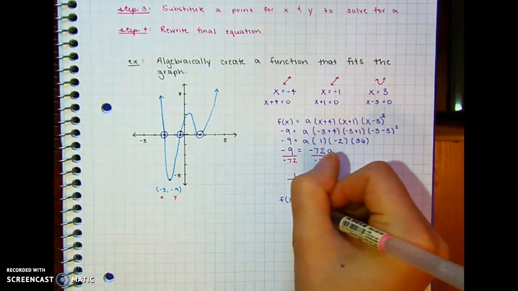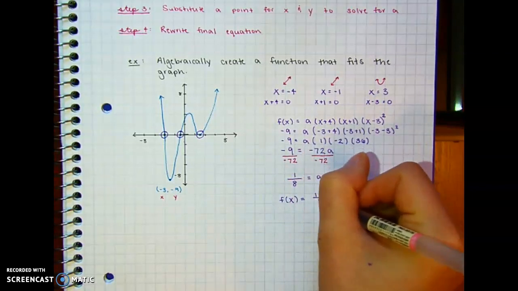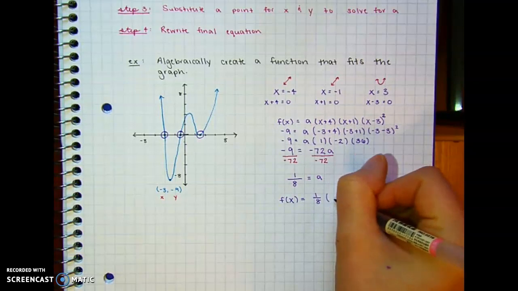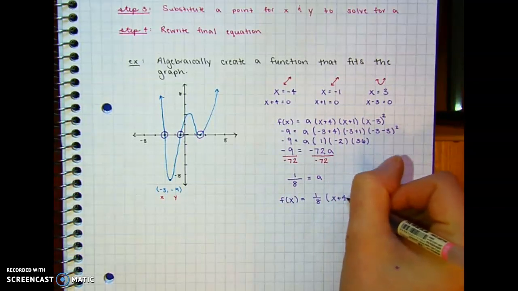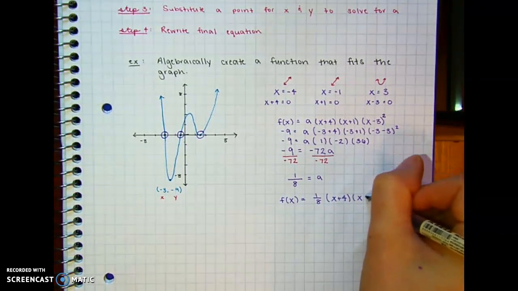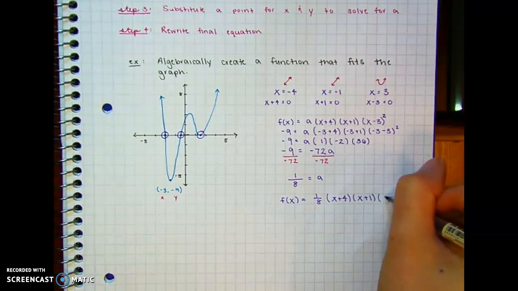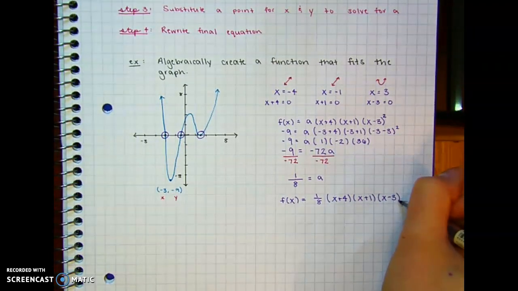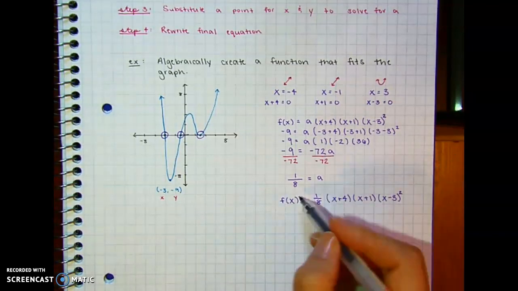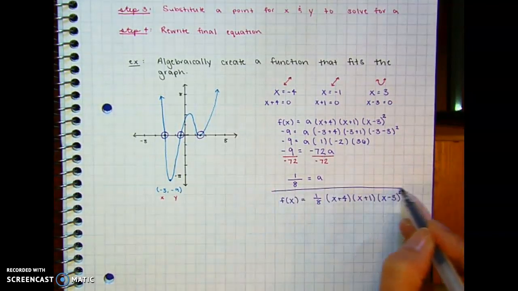So f of x equals 1/8 times x plus 4 times x plus 1 times x minus 3 squared. And I am done.